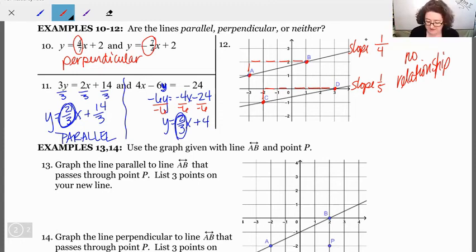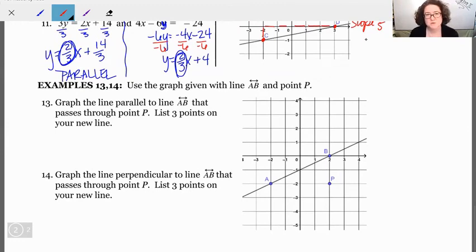Okay, our last two examples are, well, what if we had to use this information for something? You will definitely have a problem like this on your test and potentially if you have to take the SOL. Both problems' directions say use the graph given with line AB and point P. Line AB goes through those two points, and then there's this random point P sitting at (2, -2). Our first problem, number 13: graph the line parallel to line AB that passes through point P.